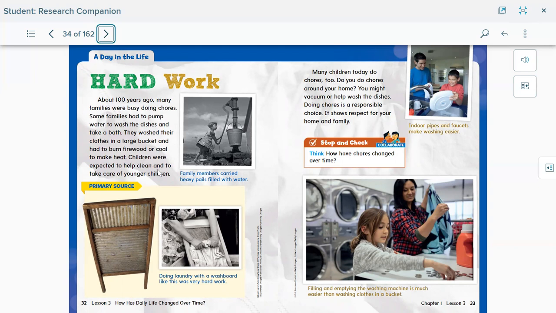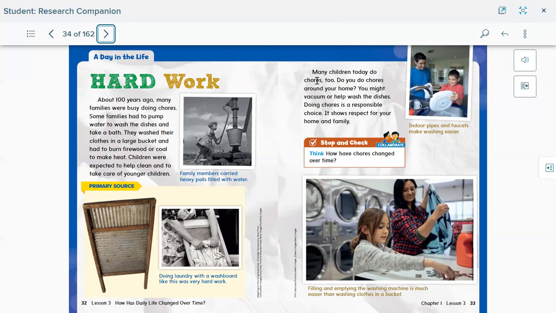Children were expected to help clean and to take care of younger children. And as you see in the picture, family members carried heavy pails filled with water. Look at that laundry machine with a washboard. Like what we have now, the washing machine, but in the old days, it was a washboard like that, and that's how they used it.